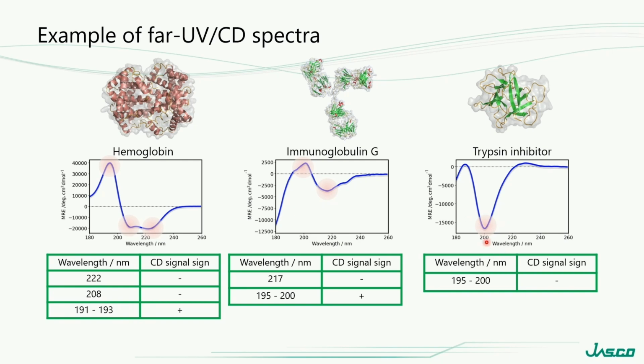CD spectrum shows a unique shape dependent on the secondary structure of protein. And the secondary structure estimation, SSE, is a method to estimate a fraction of these secondary structure elements using the shapes of the CD spectrum.